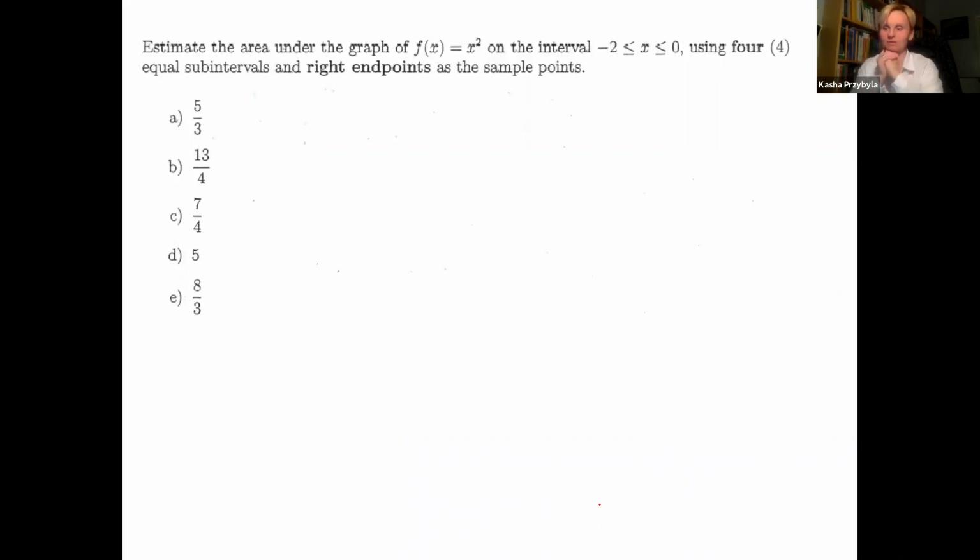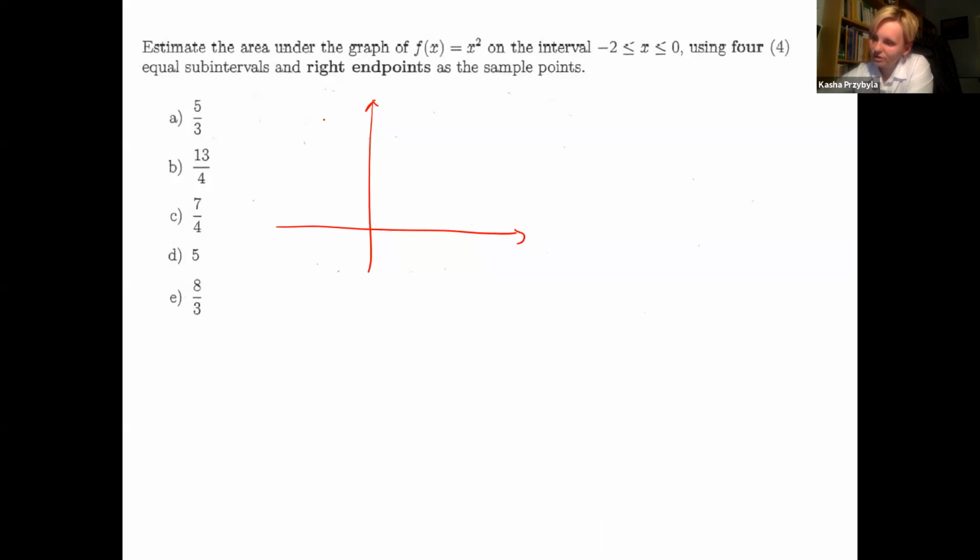Okay, let's do this one, because now I have a few questions. I think I copied this from one of the final tests. Estimate the area under the graph x squared on the interval between -2 and 0 using 4 equal subintervals and the right endpoints as sample points. That means I can ask, find the Riemann sum. Okay, that's what we will do.